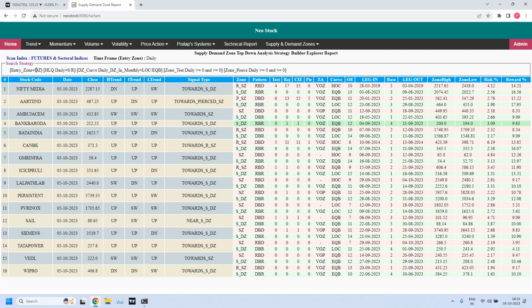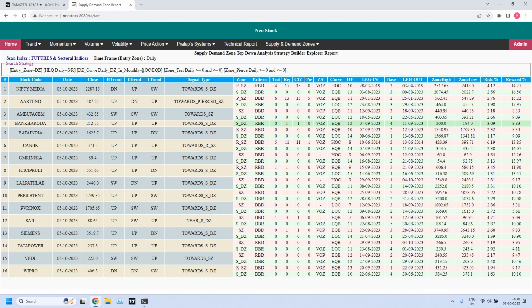Your entry zone is demand zone. Your high liquidity type on daily time frame is support zones. And your demand zone curve, that curve means location. What is the value? Daily demand zone in monthly. That means our entry time frame is daily, but we are looking for the curve in monthly time frame. That is what daily demand zone in monthly.